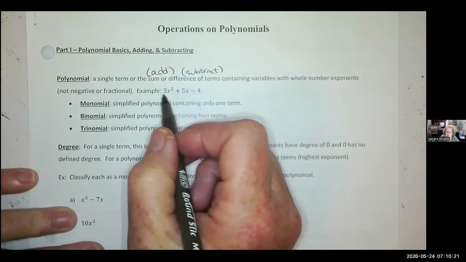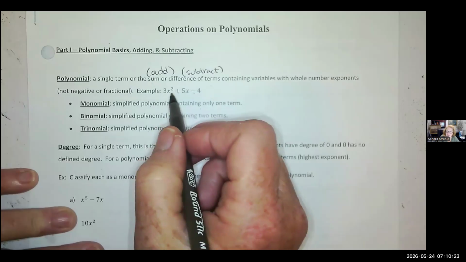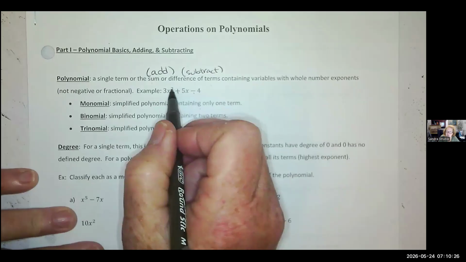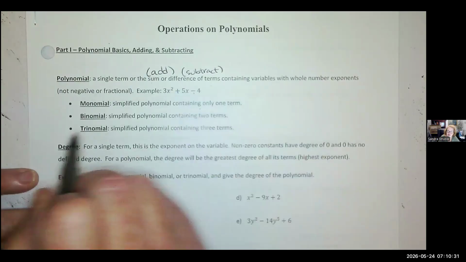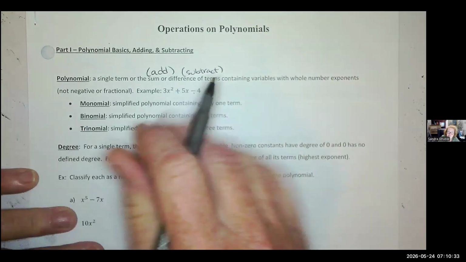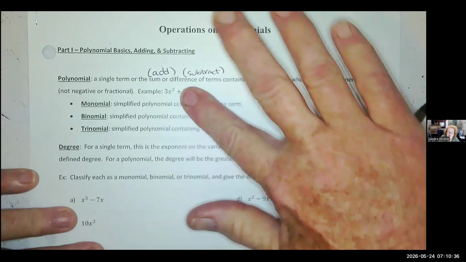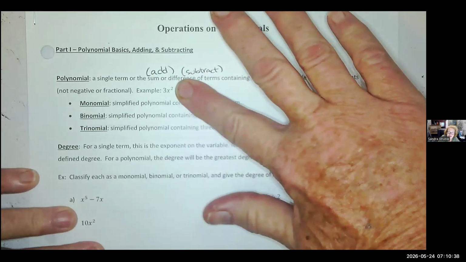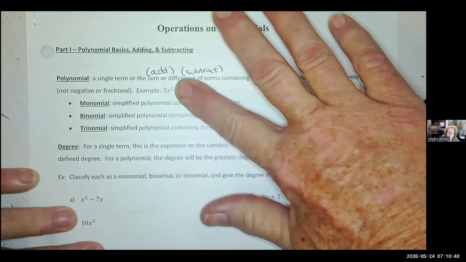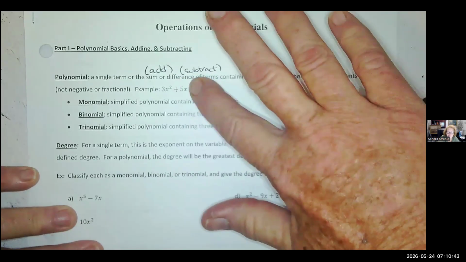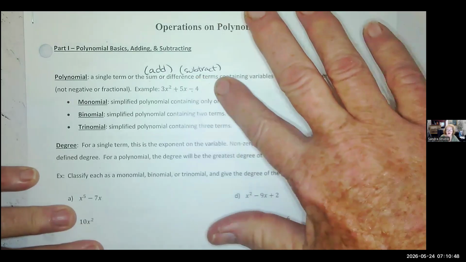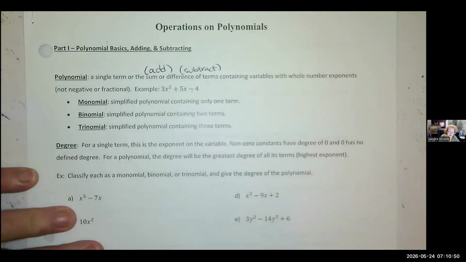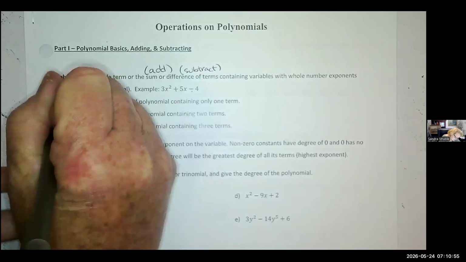All right. So the exponent is the number up in the top here. The x is the base, the 2 is the exponent. And that's what it's referring to. A monomial would mean you only have one term. Mono means one. Binomial means you would have two terms. Bi means two. And then trinomial means you have three terms. These are all polynomials. Okay, so these are all different terms for polynomials.